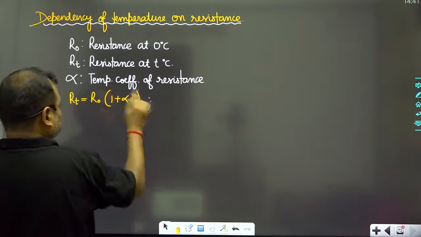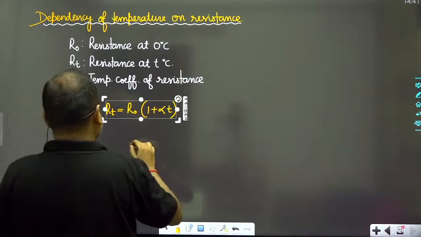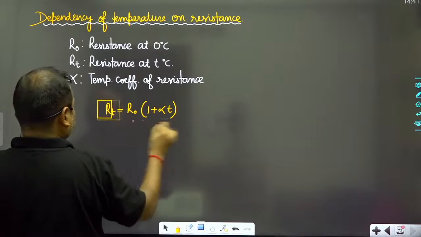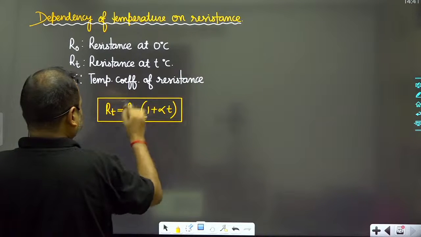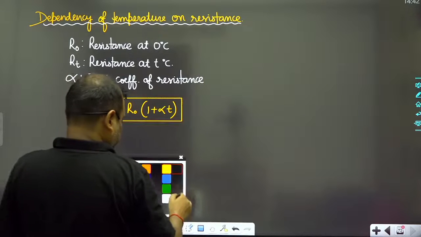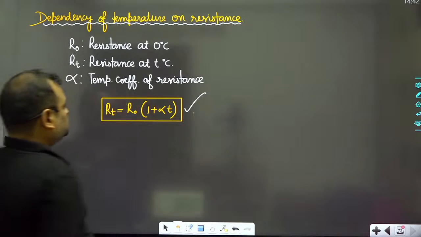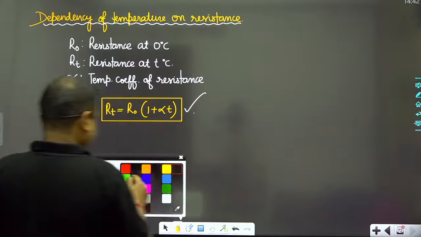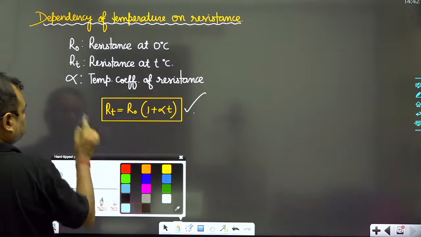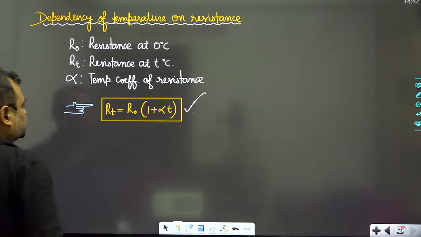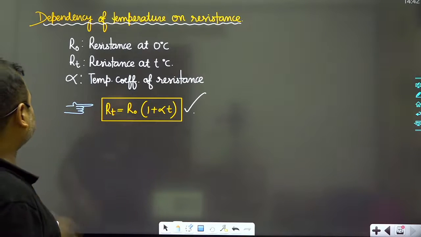Okay, so this is the formula. You can see it.